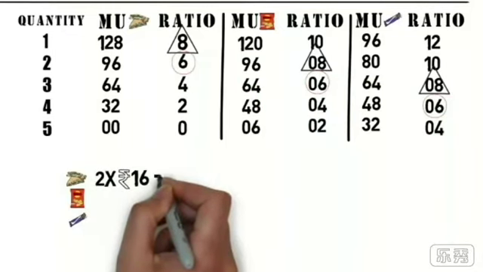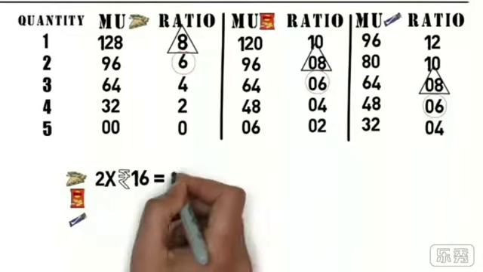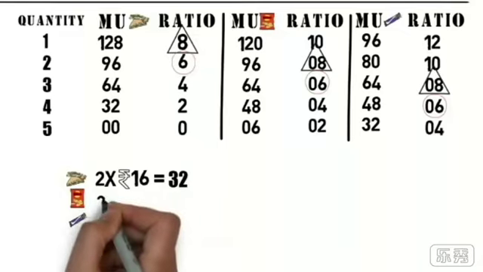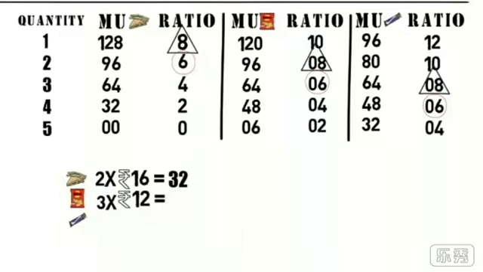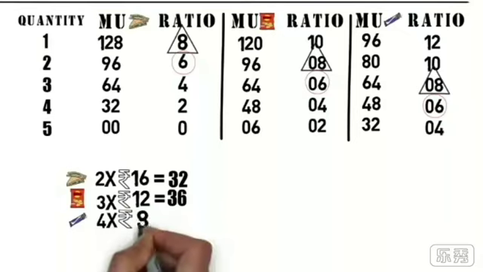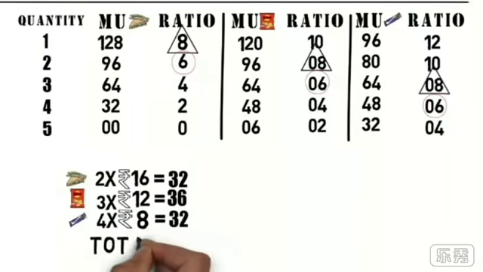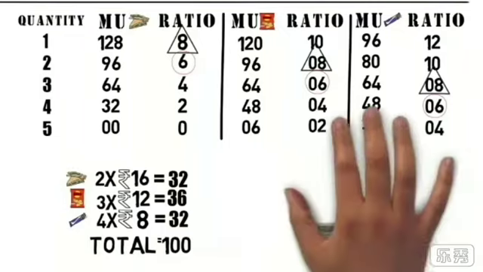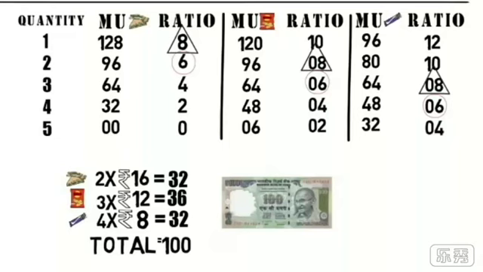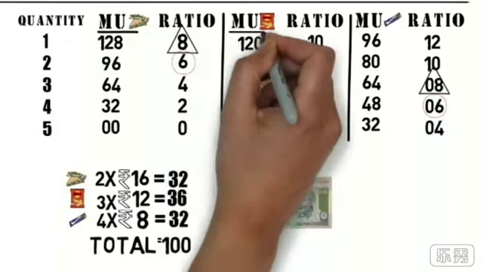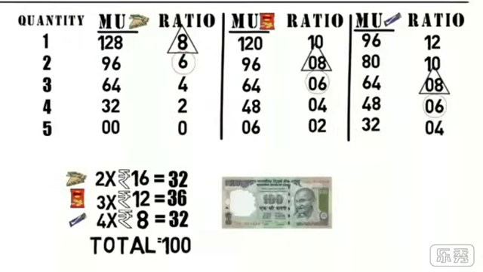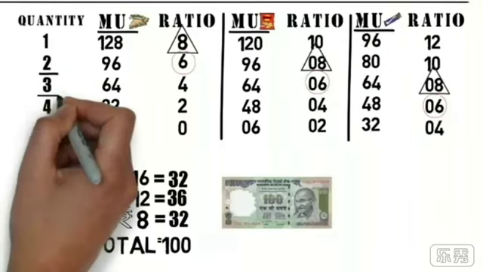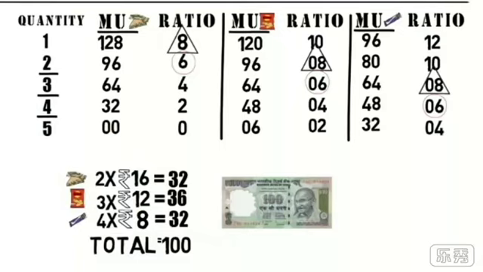In that case, your friend will have to buy 2 sandwiches worth rupees 32, 3 chips worth rupees 36 and 4 chocolates worth rupees 32. This way, he'll be spending his entire 100 rupees. So, what does this mean? Remember our original question of how will your friend allocate rupees 100 to gain maximum satisfaction from it? So, given rupees 100, your friend will buy 2 units of sandwich, 3 units of chips and 4 chocolates to gain maximum satisfaction.